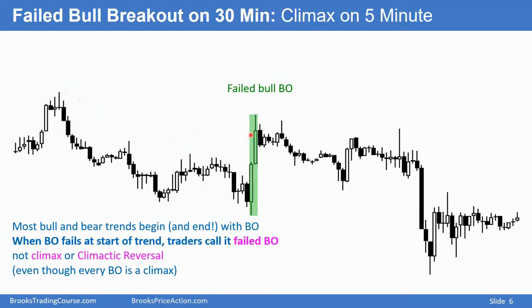We have a bear trend and a bull breakout above the bear trend line, and the market just stops. The rally just stops. If you want, you can call it a buy climax. It is. Every trend bar or series of trend bars is a breakout and a climax. Usually, I would describe this as a breakout, and then once I see this, I would say it's a failed breakout.